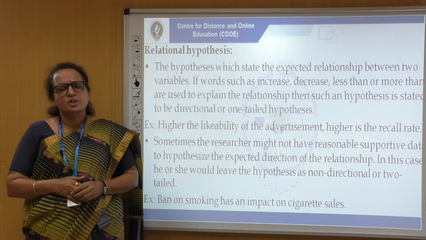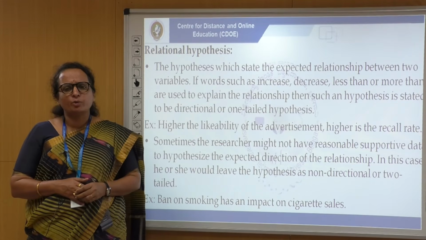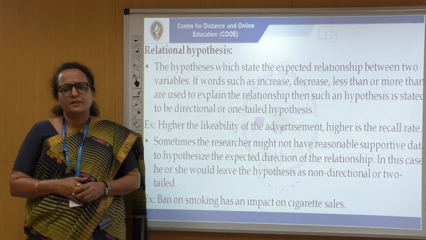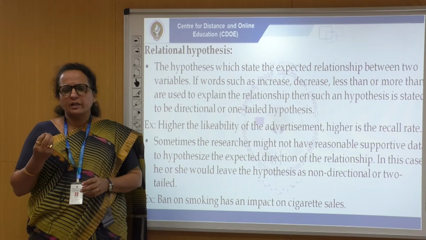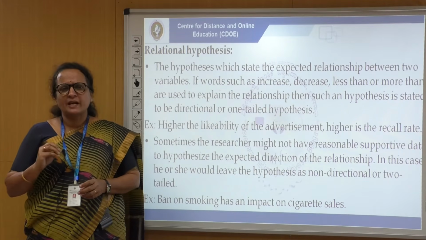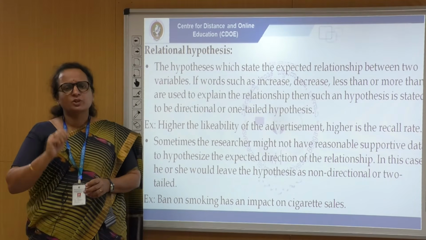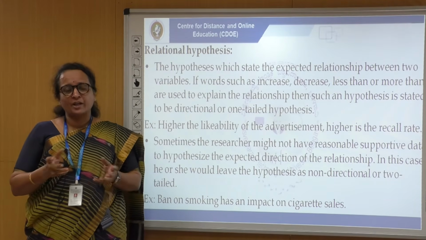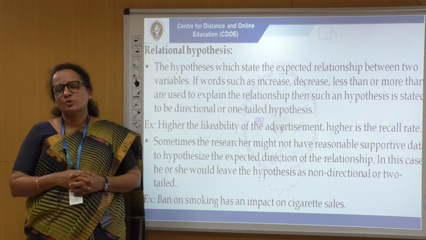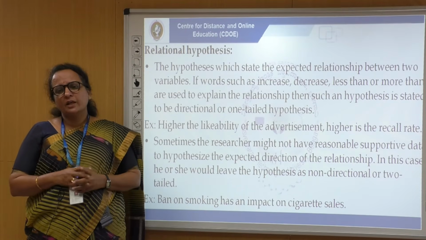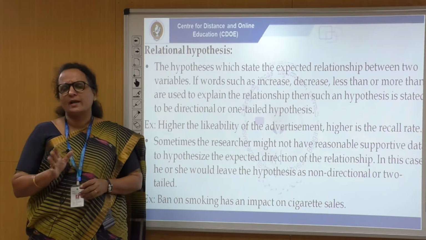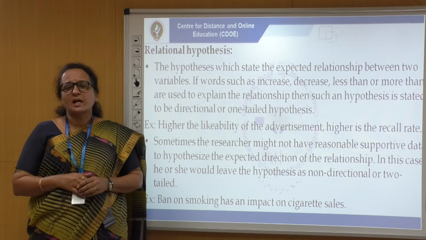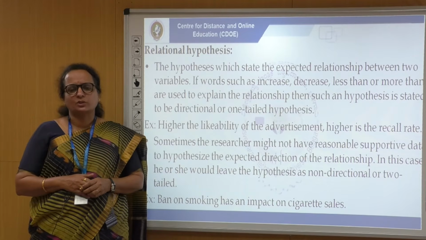Sometimes a researcher might not have reasonable supportive data to hypothesize the expected direction of the relationship. He does not have enough data to state or to hypothesize the expected direction of relationship between the variables. So in that case, he will just leave the hypothesis as non-directional. There will be no direction. Such hypotheses are called two-tailed hypotheses.